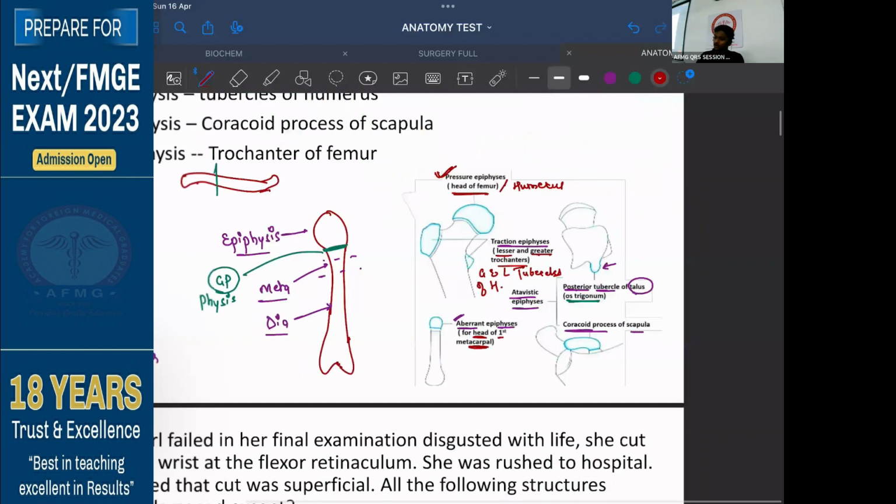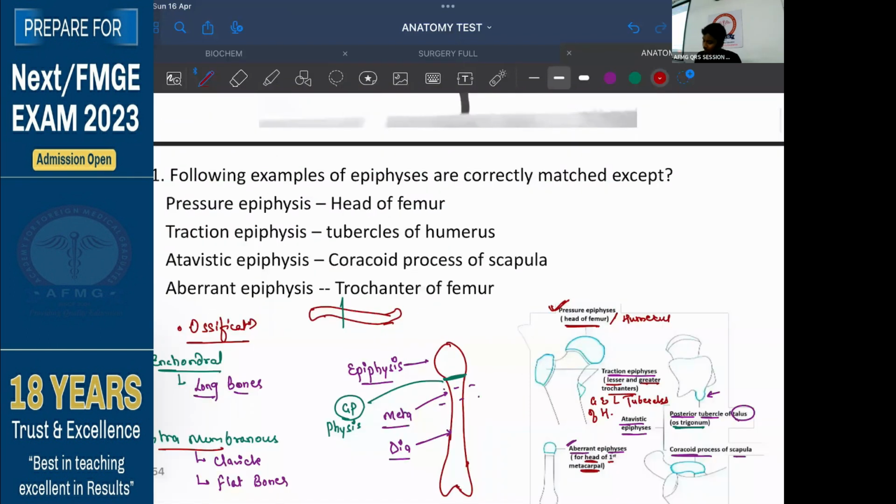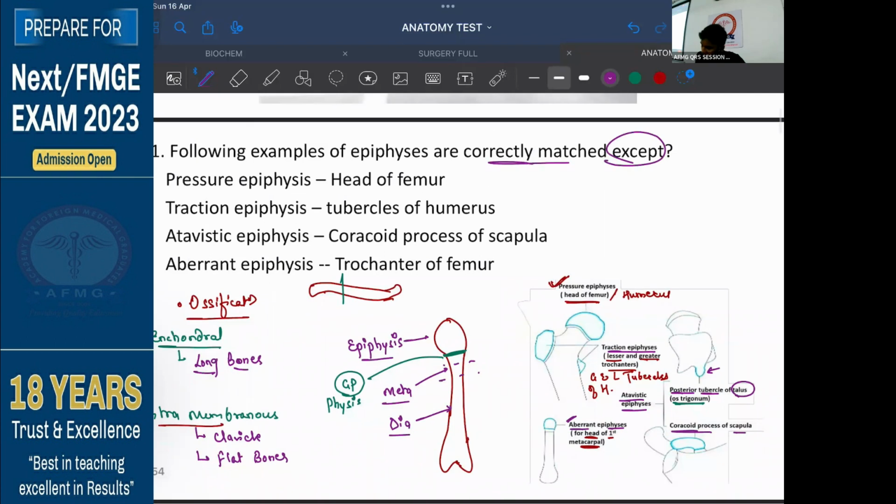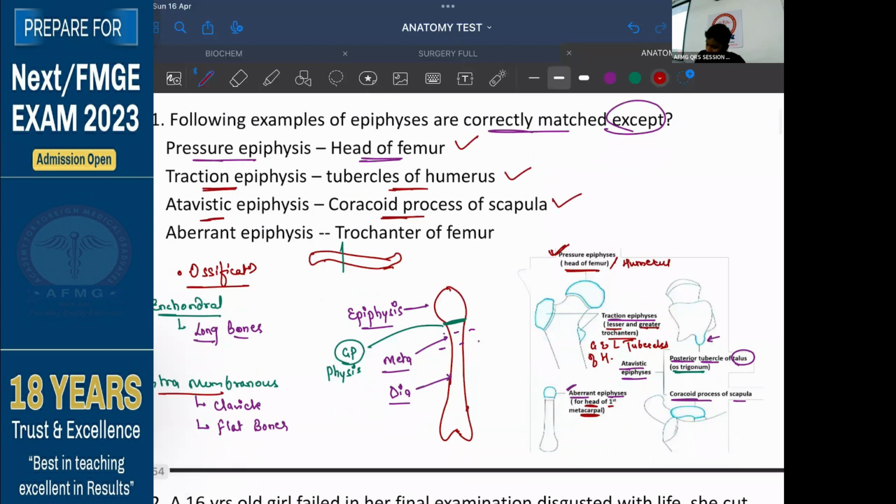Chalo. Now let's talk about the question. Following examples of epiphysis are correctly matched except which among them is incorrectly matched, that you need to find. Option A says pressure epiphysis, head of femur. True. Traction epiphysis, tubercles of the humerus. True. Atavistic epiphysis, coracoid process of scapula. True. What is an exception? Aberrant epiphysis. No. Trochanters of femur are which type of epiphysis?